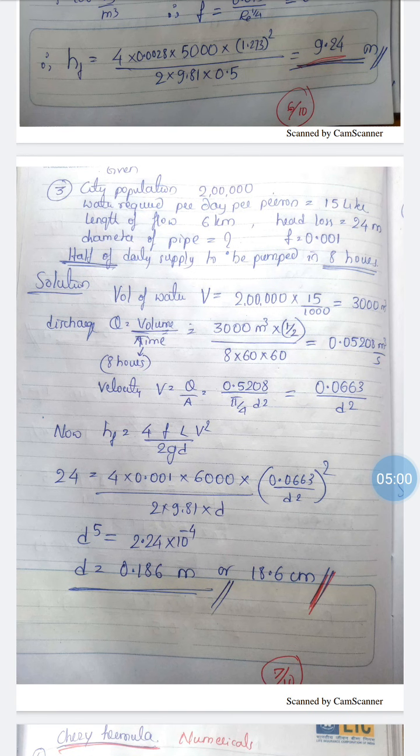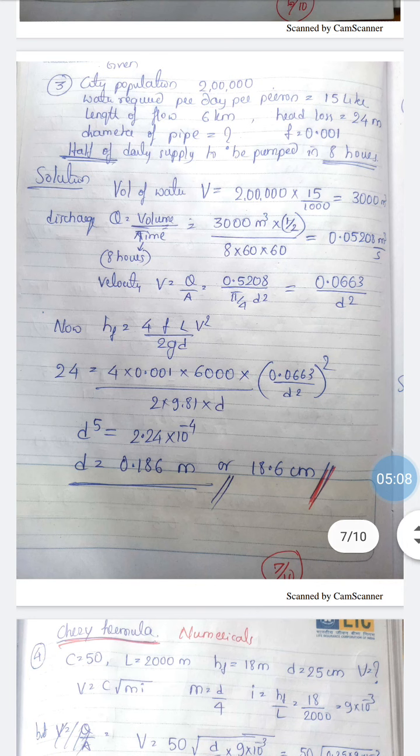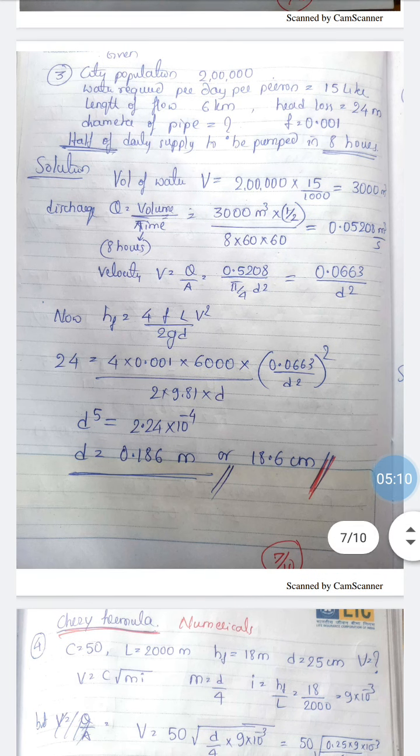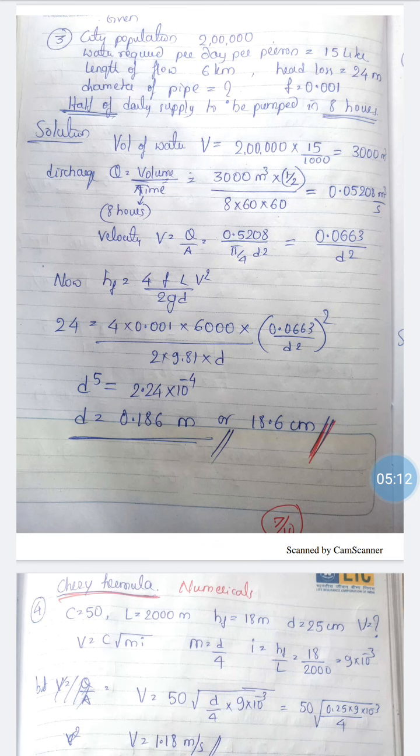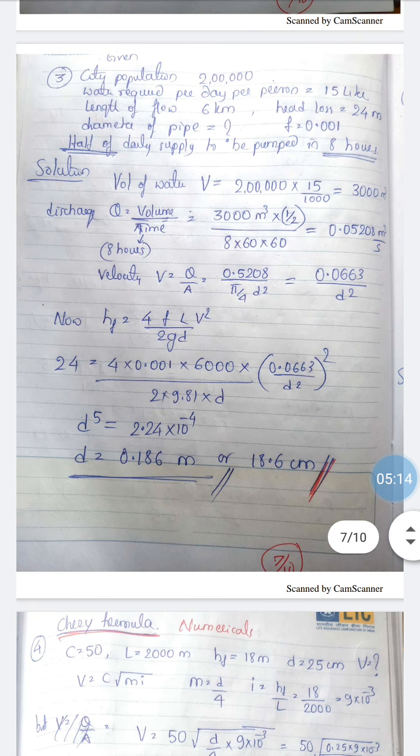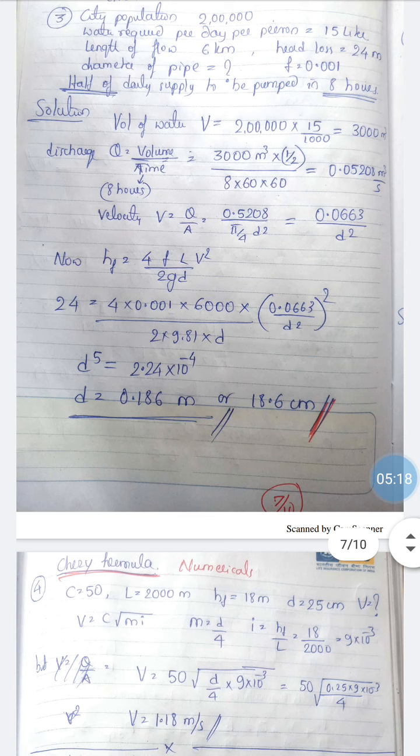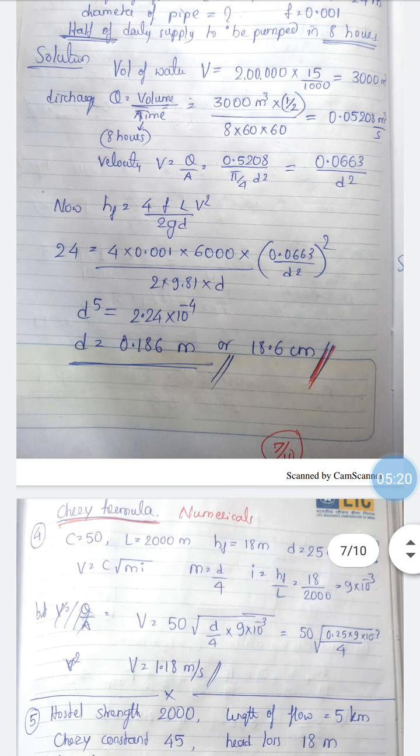Q is 0.05208 meter cube per second divided by the area of the pipe, where diameter is unknown. So you get velocity as some value divided by d square. Now if you use the Darcy equation, hf is equal to 4fLv square by 2gd, you can see that d is unknown, and v is also in terms of d. So it is one equation, one unknown. If you substitute all the values, you will get the value of diameter as 18.6 centimeter, somewhere close to 6 inches.